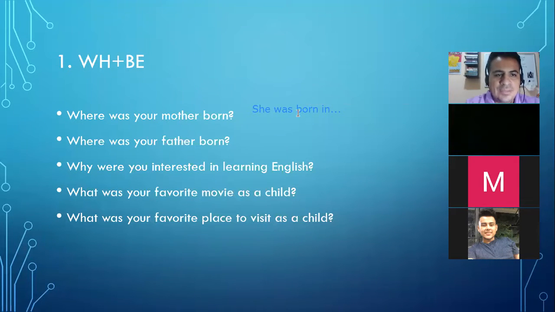Now, algunas son bien abiertas. Por ejemplo, ¿por qué? Why were you interested in learning English? I was interested because, or you can say, I am interested because, okay? That can be different ways of answering. Como son WH questions, you can say whatever you want to say.